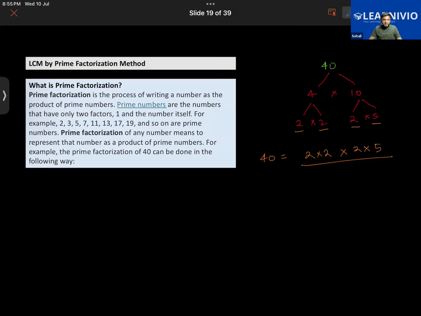So we learned about the prime factorization method right now. Is that clear to you? I'm going to give you one question. Write down the prime factorization of 18.